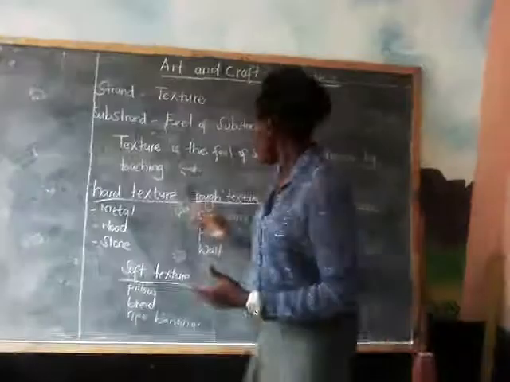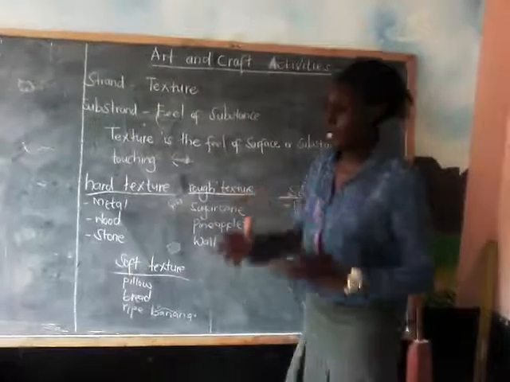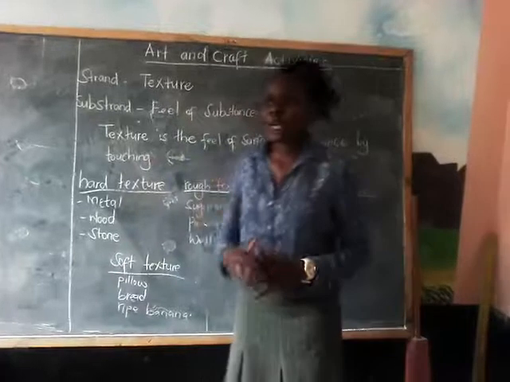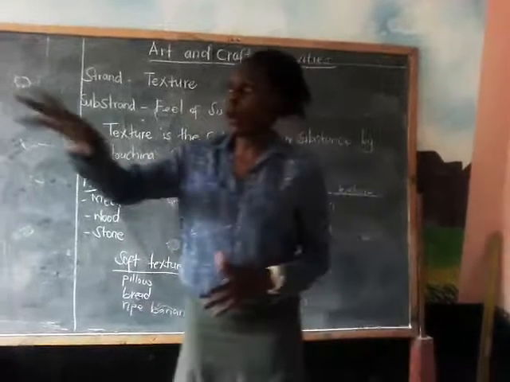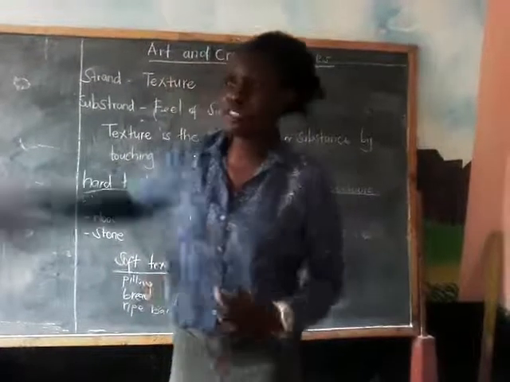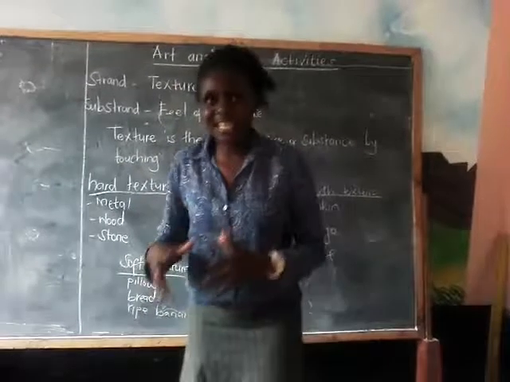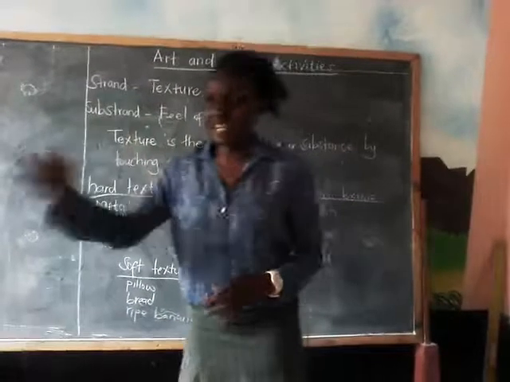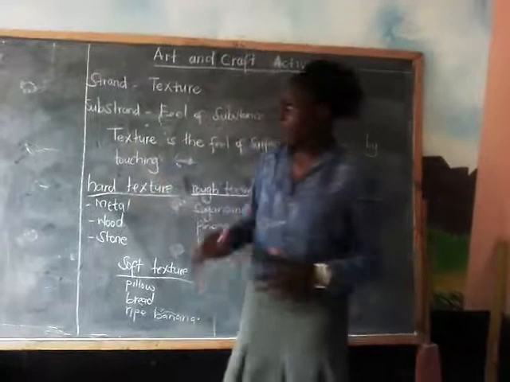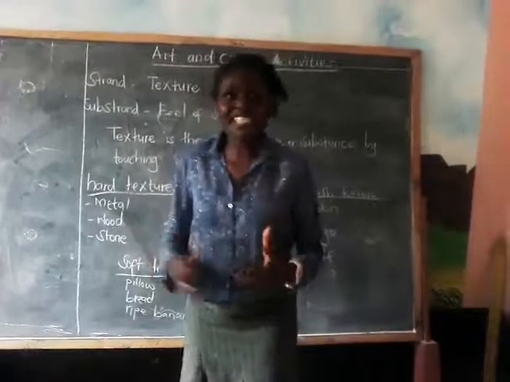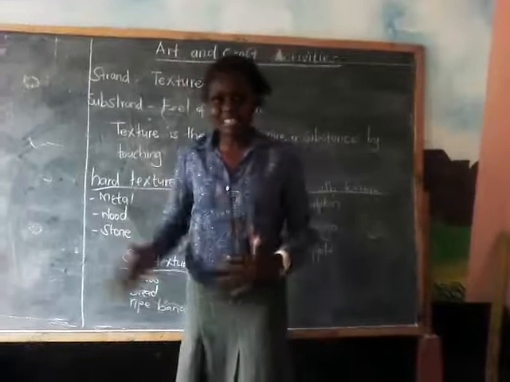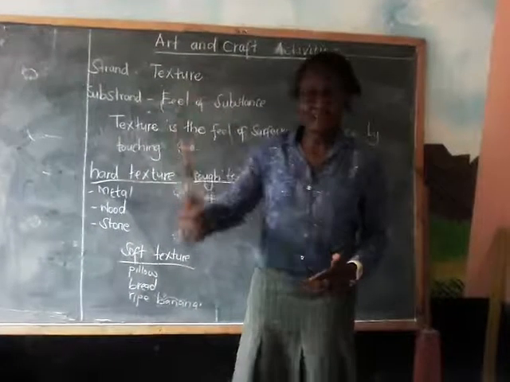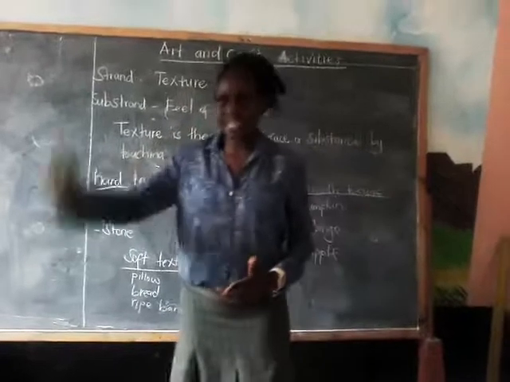Then we have substances or objects with rough textures. As an example, we have sugarcane, pineapple, and a wall, or walls of a building. Those are examples of objects or substances that have rough textures. Why do we say a wall? We know that there are some walls that are smooth, but there are some walls that are not smooth. That is why we are saying that a wall is an example of a substance that has rough texture.